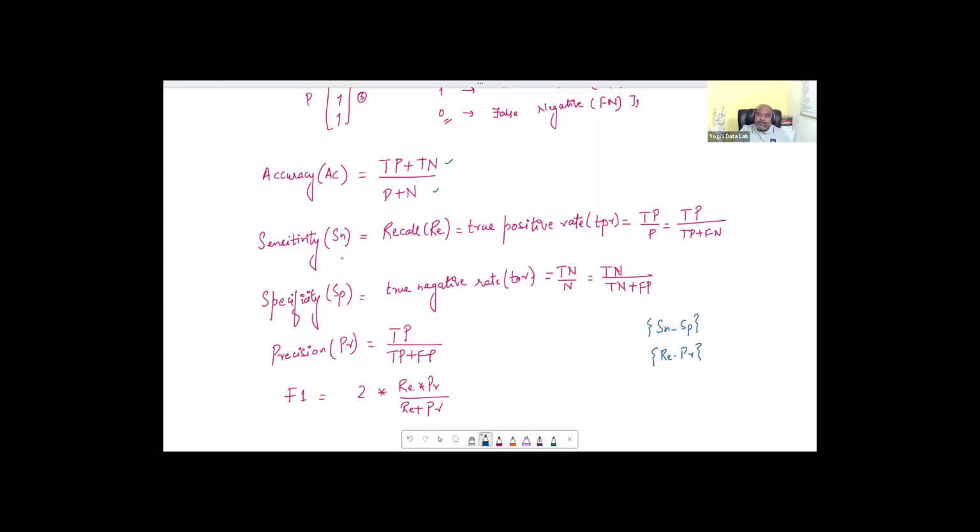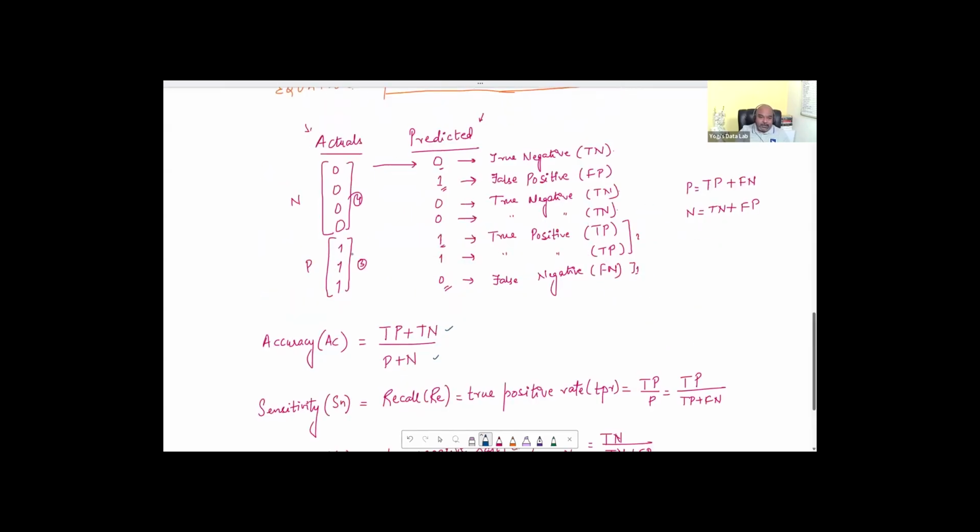Now, when I talk about sensitivity or recall or true positive rate, it tells me that out of all the actual ones that I had received, how many ones did I predict correctly? So if you look at this, I had 3 ones which were given to me and I predicted 2 ones correctly. It's two positives. So here my recall becomes 2 by 3, which is 0.67.